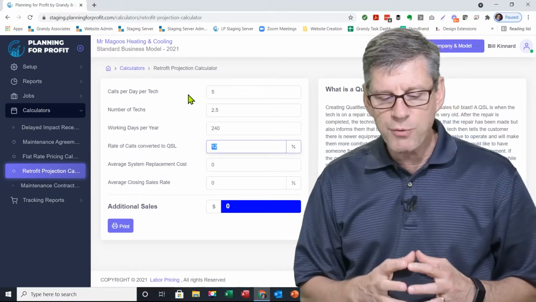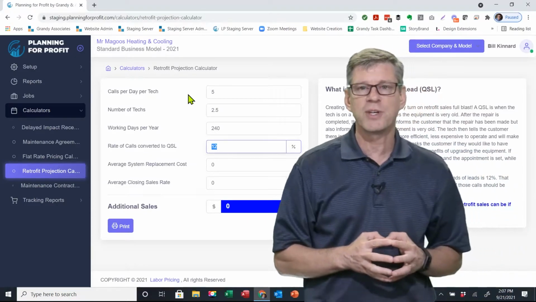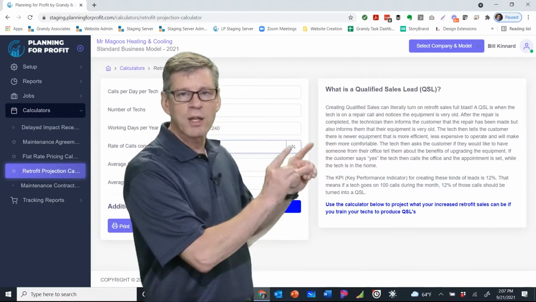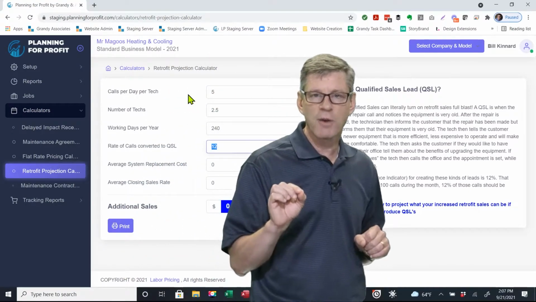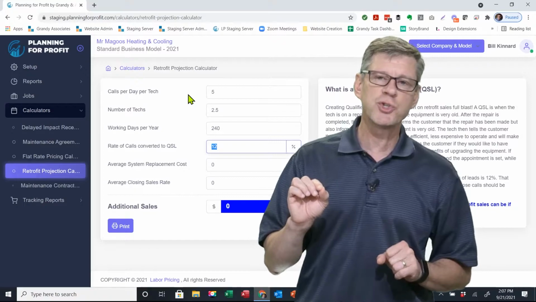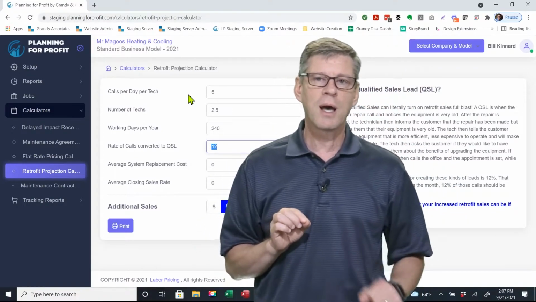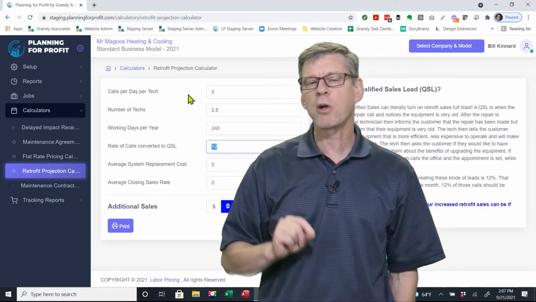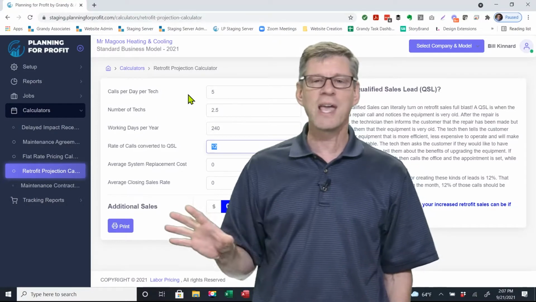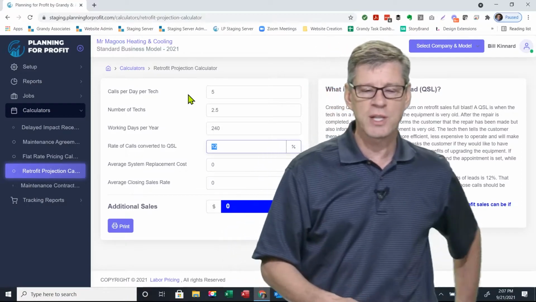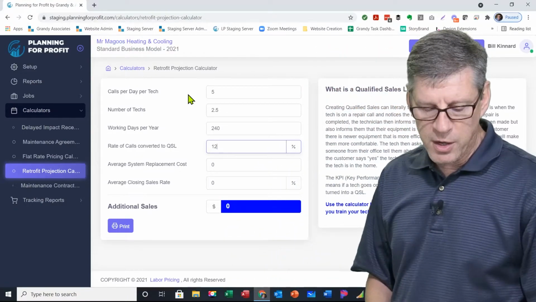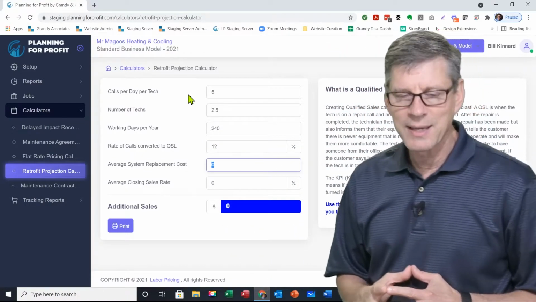The rate of calls converted to a qualified sales lead. Again, we define a qualified sales lead. A very doable key performance indicator for your service technicians is they should be able to generate a qualified sales call on at least 12% of all calls they go out on, regardless of the age of the equipment. 12% of the time, they should be able to generate a qualified sales lead. All right, so that's defaulted in there. We're going to leave it at that KPI.